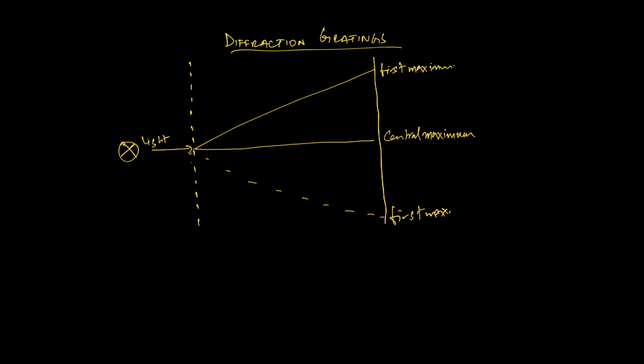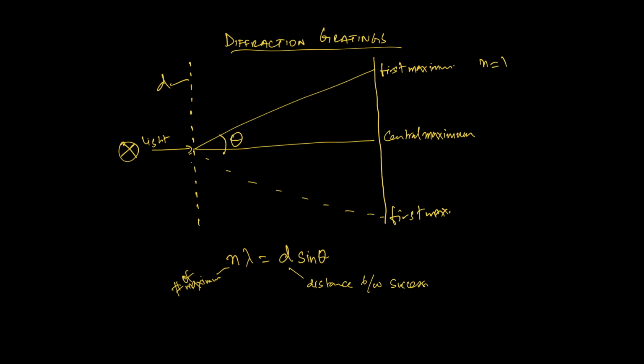So let's call the angle to the first maximum theta. If we derive the formula here, we get this really handy equation, where n is the number of the maximum. So the first maximum that you have here, n would be equal to 1. So you have the equation n lambda, the wavelength of the light, is equal to d sine theta. Oh, but hang on a second, guys. What's d? Well, this, guys, is d. d is the distance between successive slits.